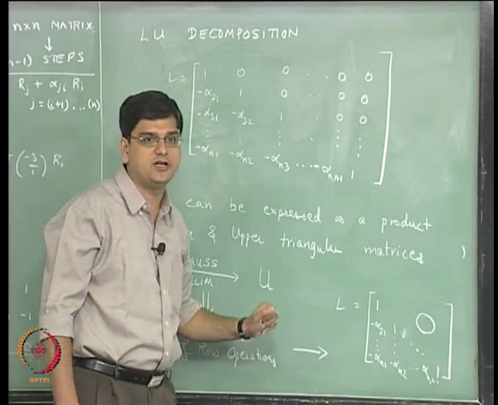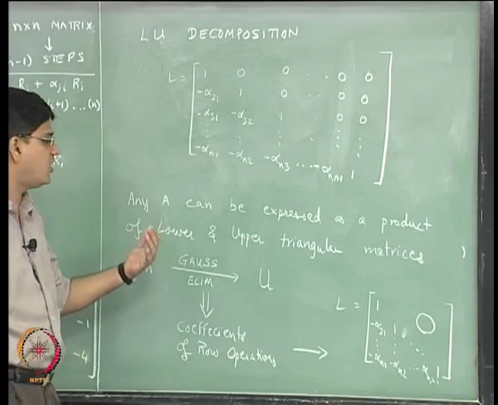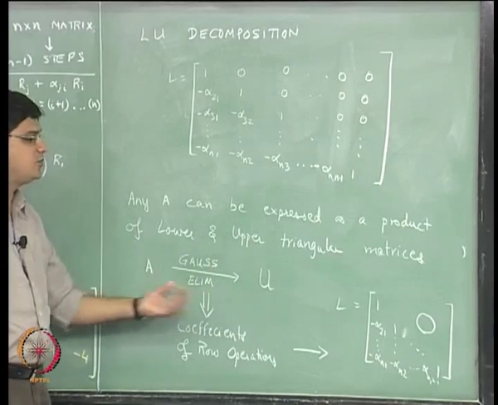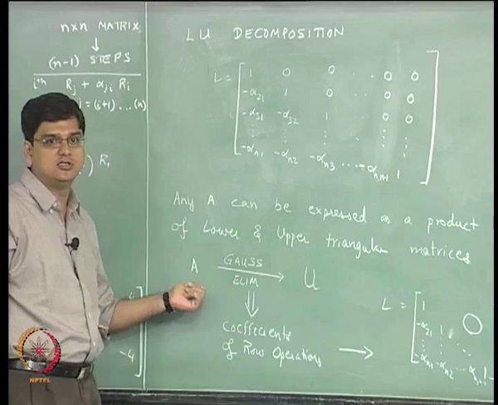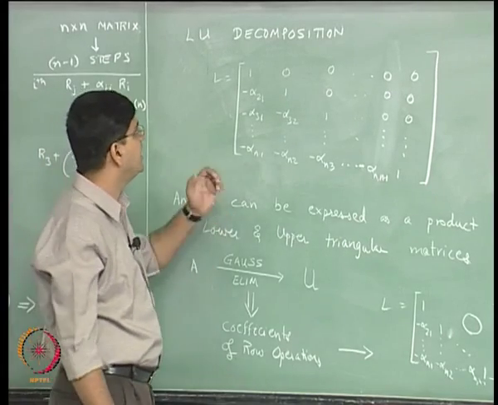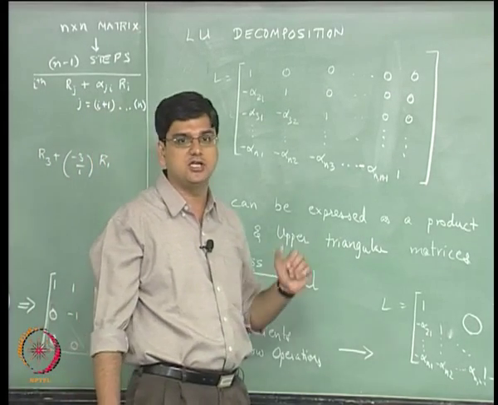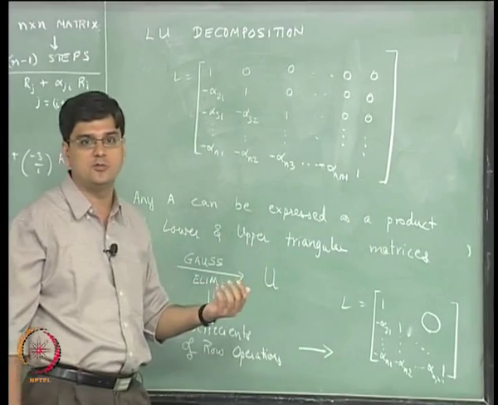The upper triangular matrix is what we get as a result of the Gauss elimination step, and the product of the two matrices is going to be the matrix A. So, that is the idea behind the LU decomposition. Now, the question is, where is LU decomposition useful?